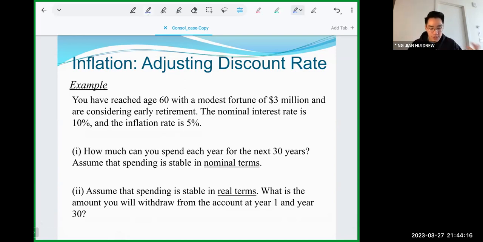So you have reached age of 60 with a modest fortune of 3 million, and considering early retirement, a nominal interest rate is 10%, inflation is 5%. All right, so the question, first part is, how much can you spend each year for the next 30 years, assuming that your spending is stable in nominal terms?